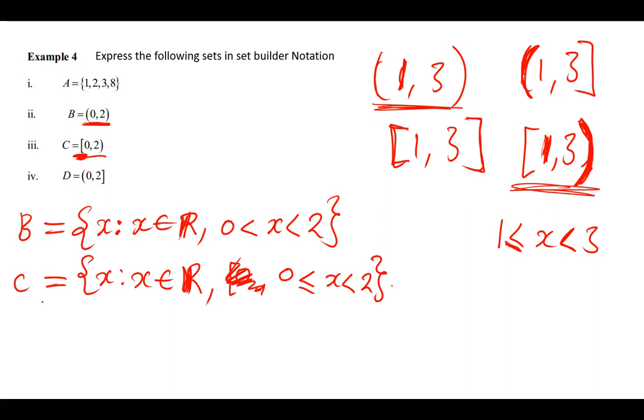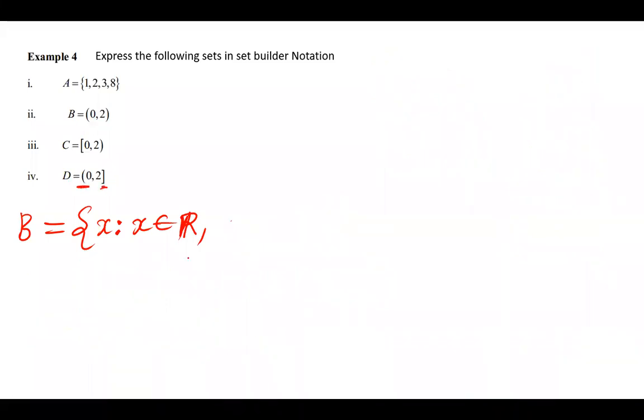Then D is also going to be written in the same way, which is x is a member of real numbers. Real numbers are just a set where, when you combine the set of rational numbers and irrational numbers, you come up with the set of real numbers. On this side, we know 0 is not part of the set, but 2 is part of the set.